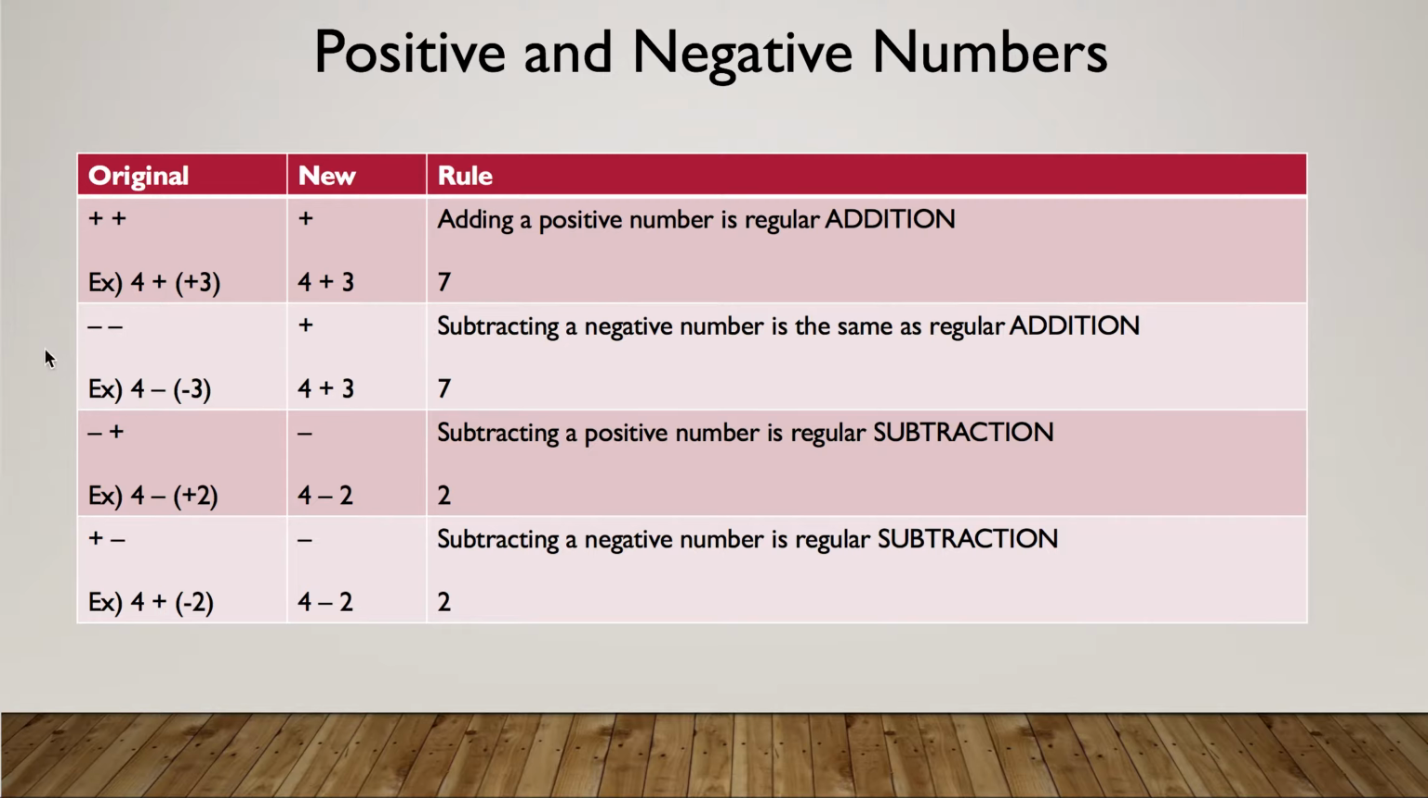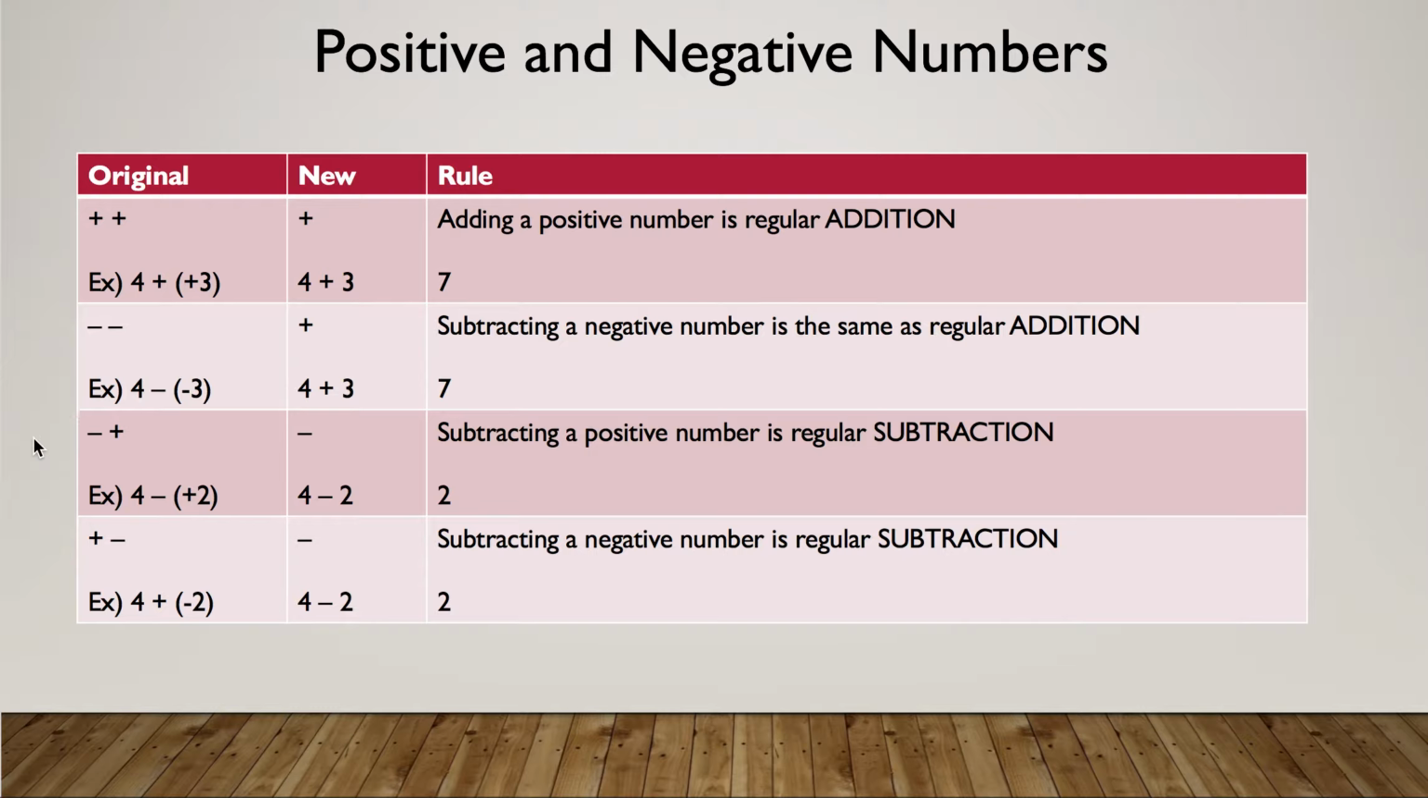Now if we take a look at the third row, really, or second case, we have subtracting a negative number. So right here we're subtracting a negative number. That is where that comes from. And the rule is if we do that, we get addition. So if you subtract a negative number, it's the same as addition.